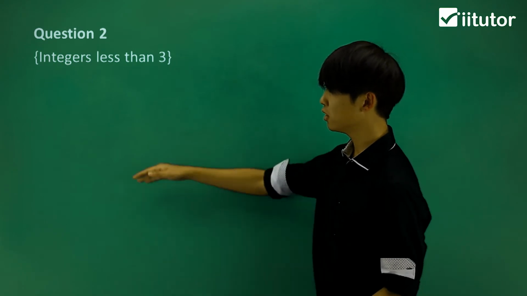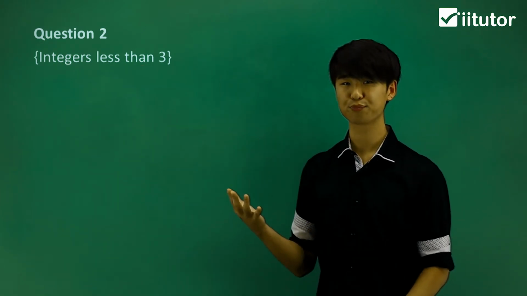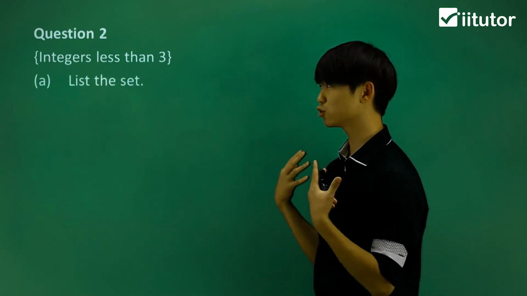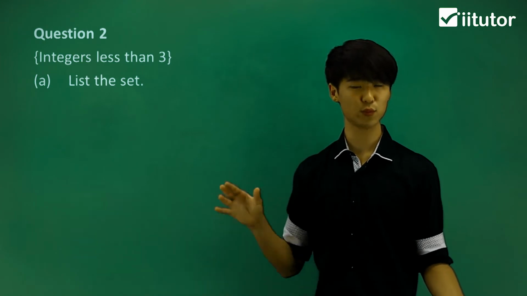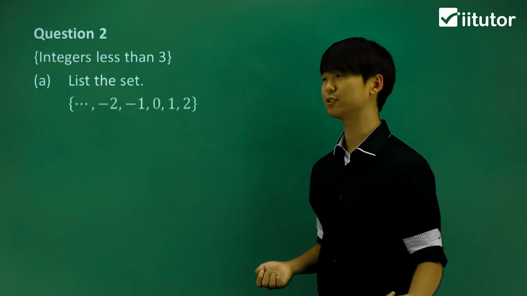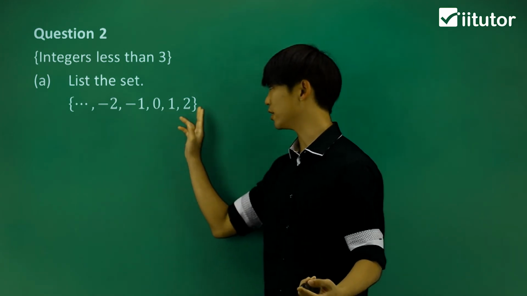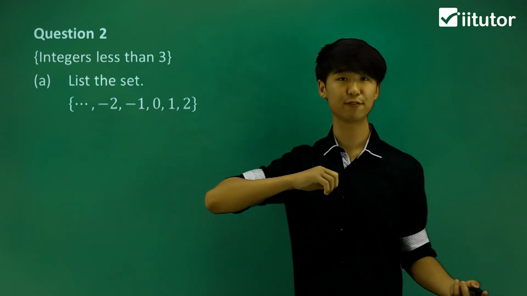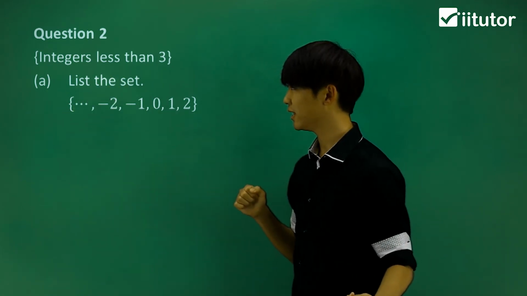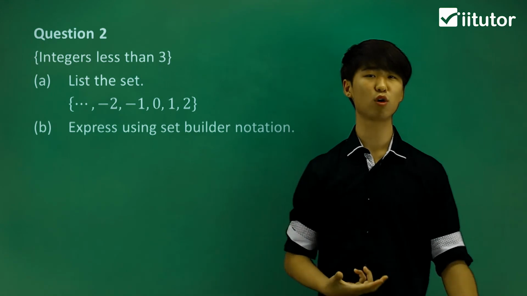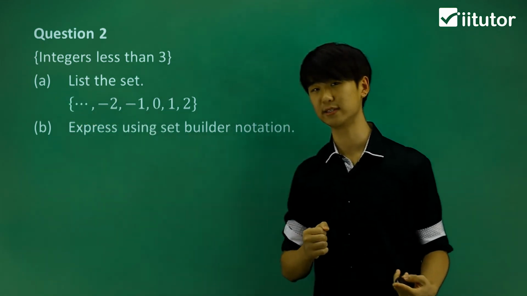Now in question 2, we have integers less than 3. In part A, we're going to list all the integers that are less than 3. We're not going to include 3. Again, don't forget we're going to use curly brackets. So less than 3: 2, 1, 0, -1, -2, and all the way down. Now, in part B, it's probably better if we represent that in set builder notation instead of writing it all like this.